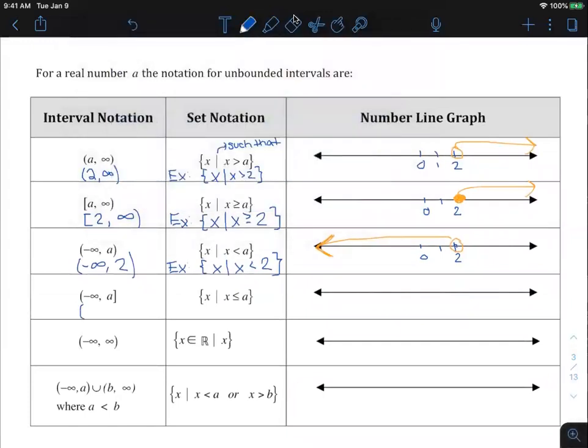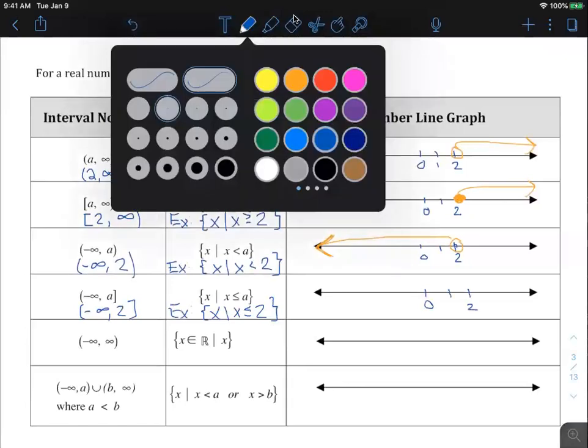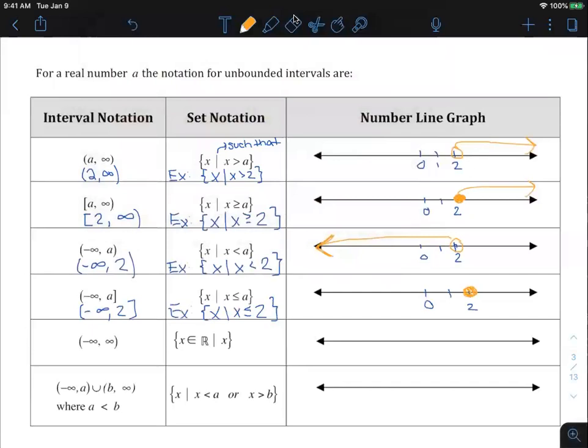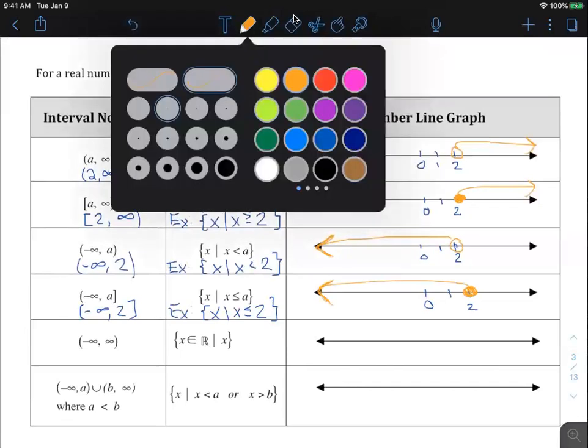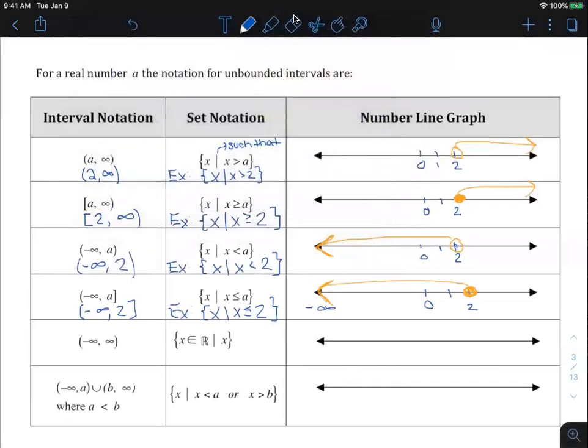The next case, again, negative infinity until 2, including 2. So it's got a bracket. So in our set notation, the only difference is now we're going to use less than or equal to 2 because we want to use a closed circle. So very similar to the one above, except I'm going to use a closed circle at 2. And I'm heading to the left towards negative infinity because, again, negative infinity is on the left, positive infinity is on the right.